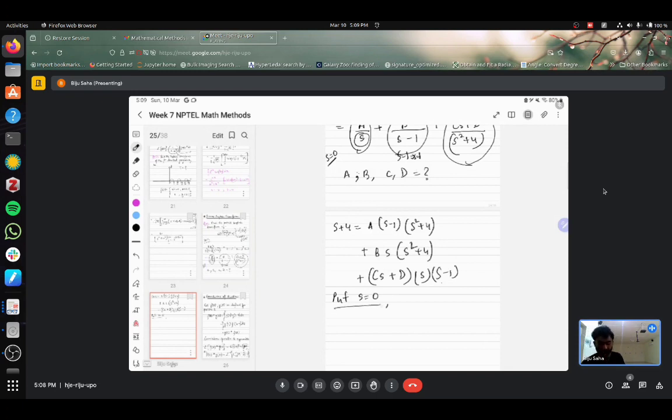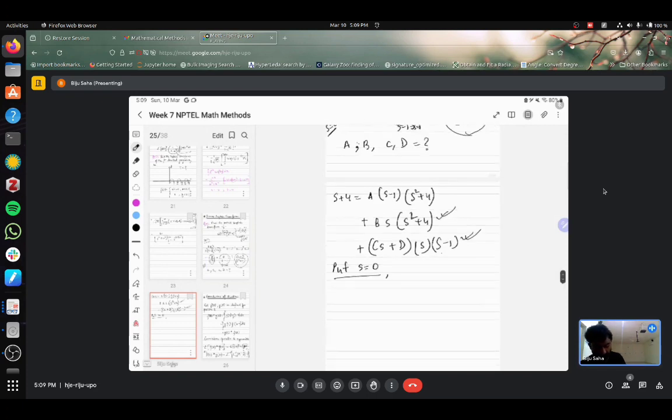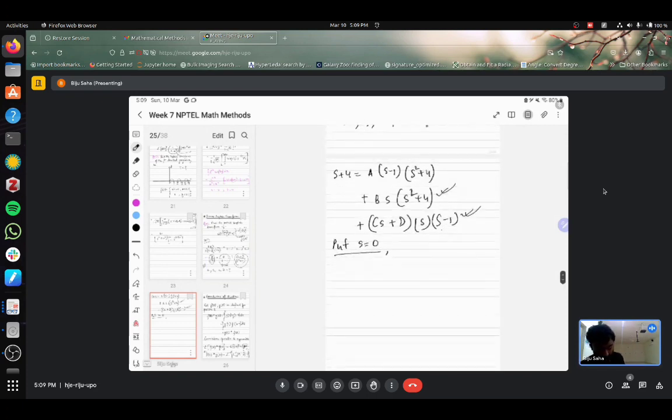So what advantage we get is that everywhere s occurs in the numerator of the other terms, that gets vanished. So the second term and third term get vanished, and you have 4 is equal to a times minus 4. So that gives a is equal to minus 1.